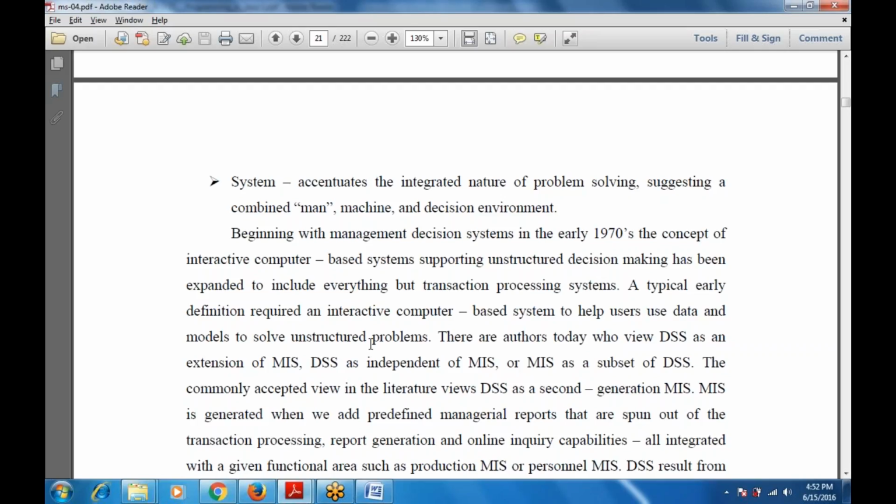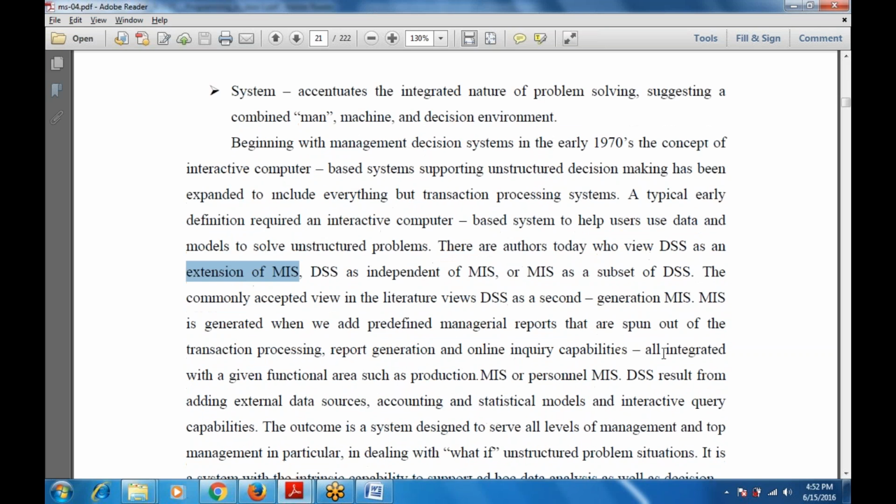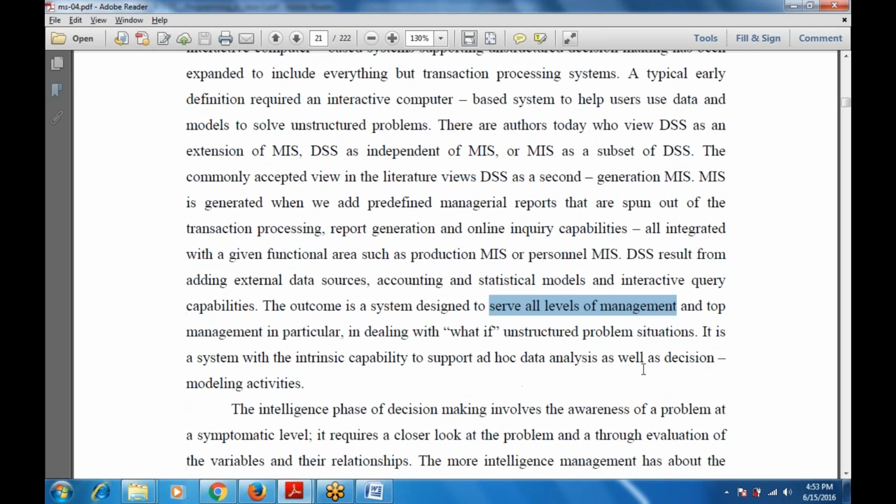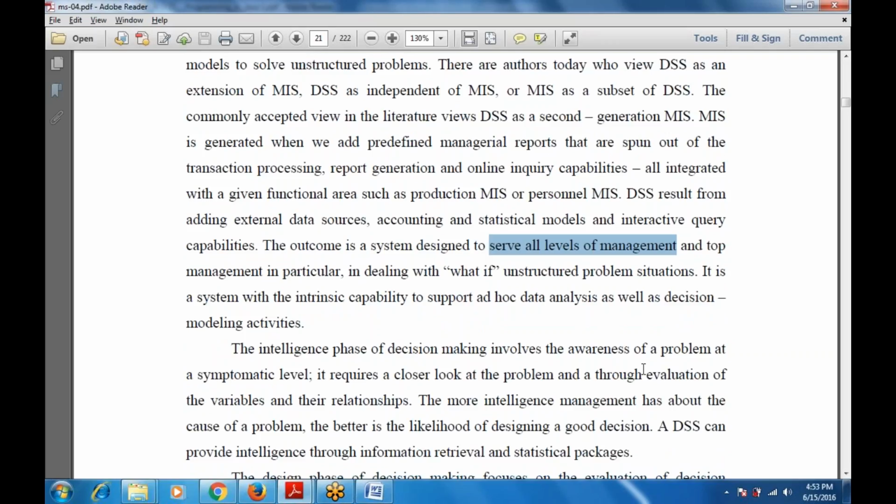And the typical early definition requires an interactive computer-based system to help the users use the data and the models to solve unstructured problems. And there are authors today who view the DSS as an extension of the MIS. That means DSS is the advanced version, or we can say an extension of the MIS, and it is independent of the MIS right now, or MIS is a subset of the DSS. And the outcome is a system designed to serve all levels of management, and the top management in particular, dealing with what-if unstructured problem situations. And the intelligence phase of decision making involves awareness of a problem.